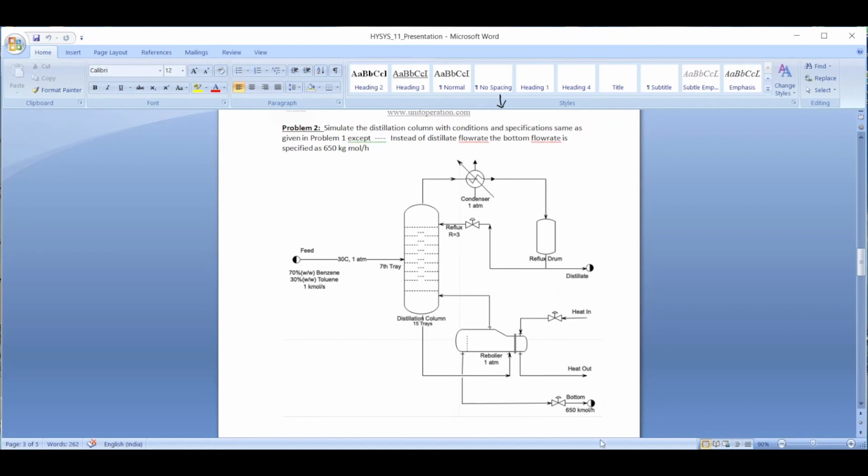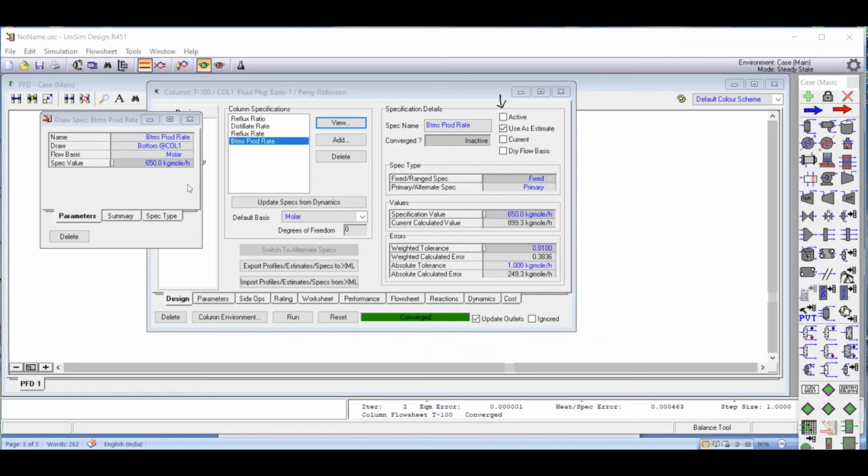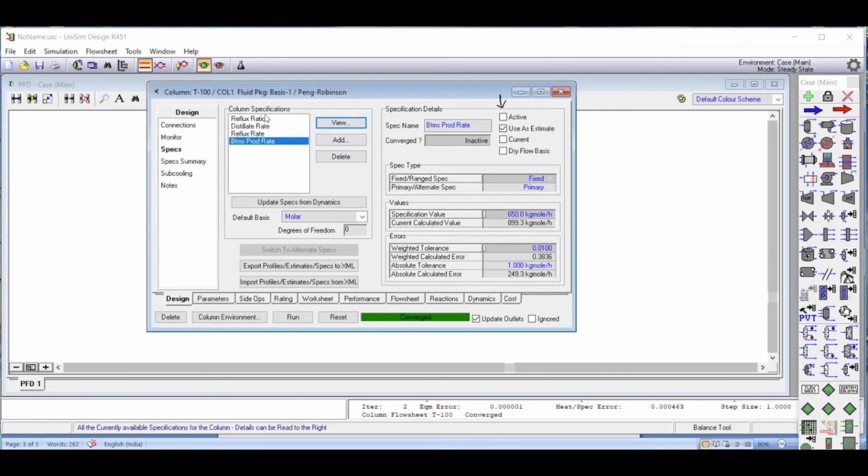So 3600 minus 650, and that will of course be the distillate flow rate. That comes from the material balance. So I put here the bottom flow rate, molar, 650 kilomoles per hour. Once you do that, what are we going to do now?